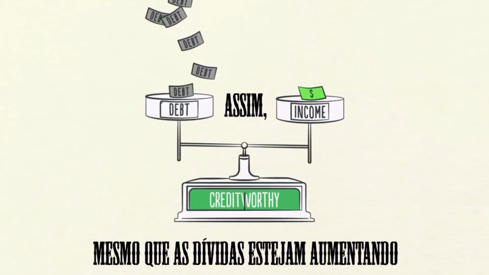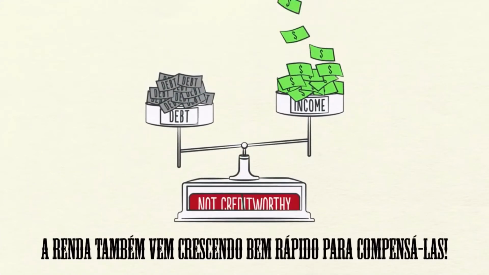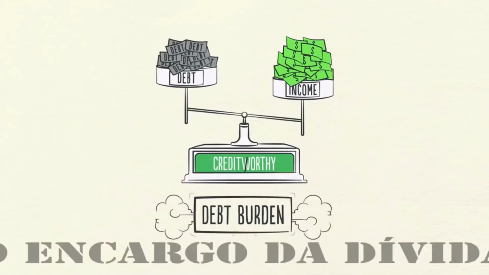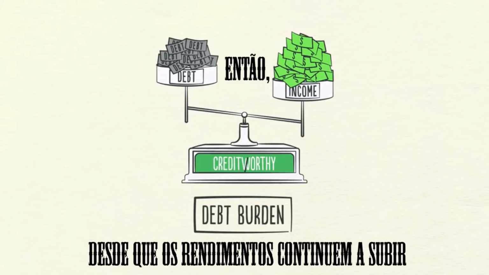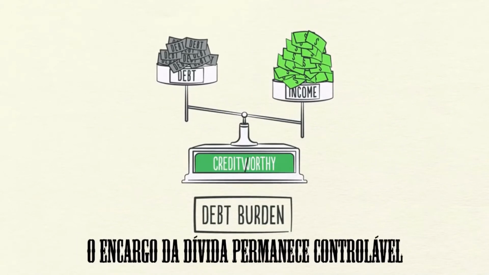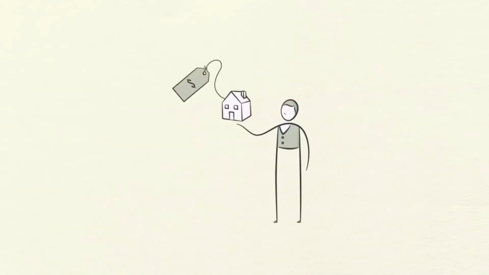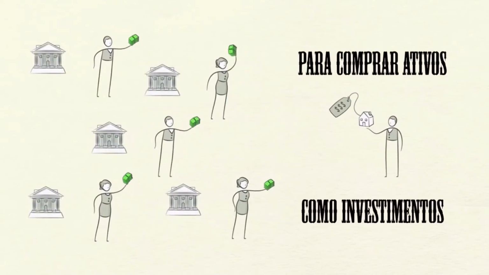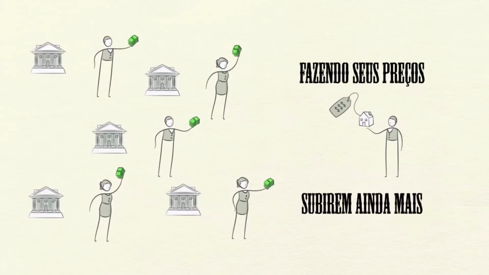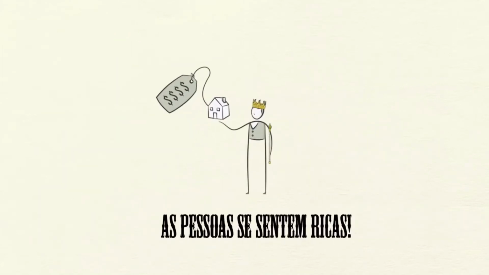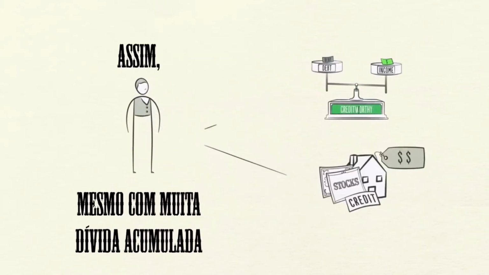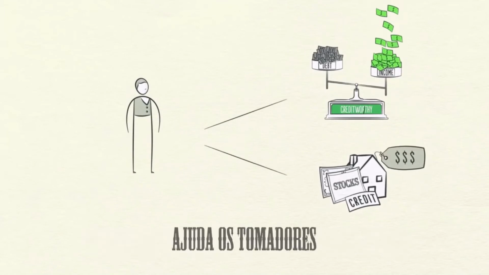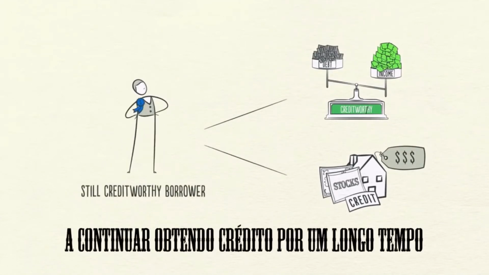So even though debts have been growing, incomes have been growing nearly as fast to offset them. Let's call the ratio of debt to income the debt burden. So long as incomes continue to rise, the debt burden stays manageable. At the same time, asset values soar. People borrow huge amounts of money to buy assets as investments, causing their prices to rise even higher. People feel wealthy. So even with the accumulation of lots of debt, rising incomes and asset values help borrowers remain creditworthy for a long time.